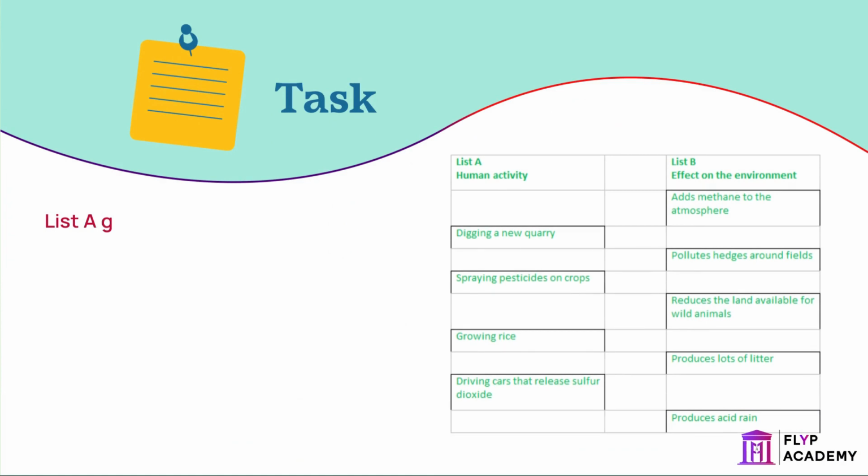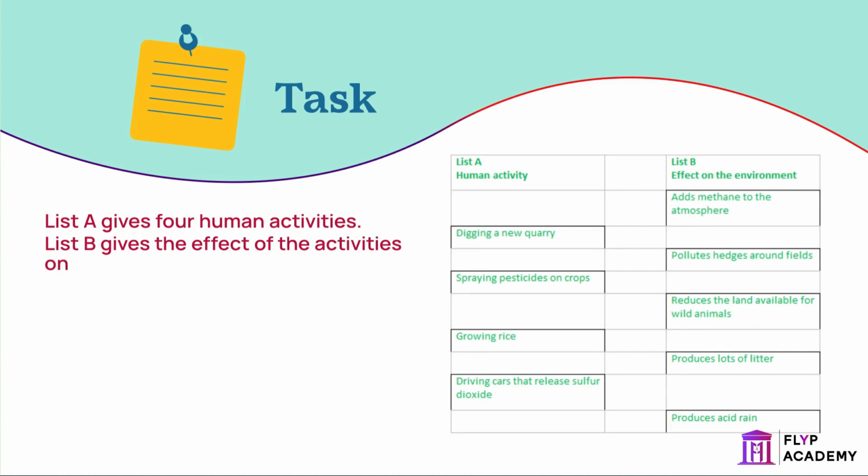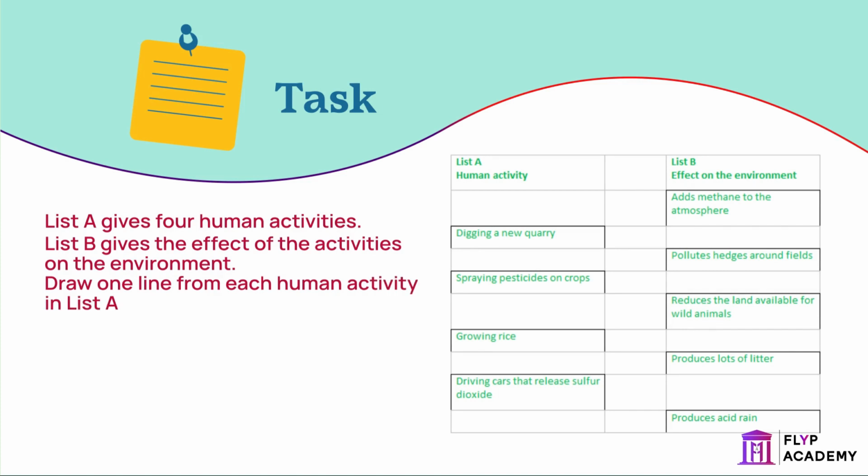Task. List A gives 4 human activities. List B gives the effects of the activities on the environment. Draw one line from each human activity in List A to its effect on the environment in List B.